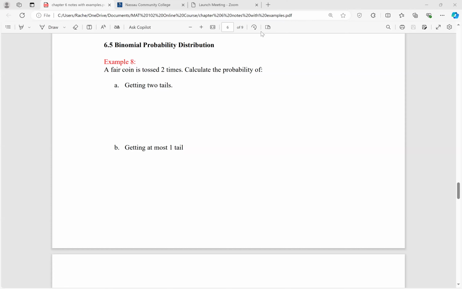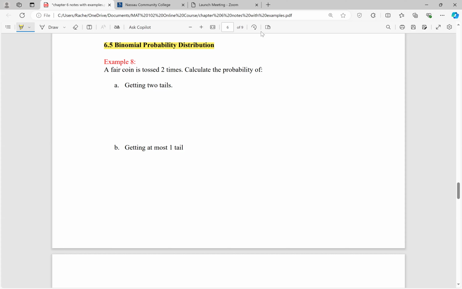Hi, everyone. We're up to section 6.5, the binomial probability distribution, and this is the last section in chapter 6. The binomial probability distribution is a specific type of discrete probability distribution. In the previous lectures, we've covered discrete probability distributions. We're still going to be working with a discrete probability distribution, specifically a binomial probability distribution. And I'll get into the definition in a little bit.